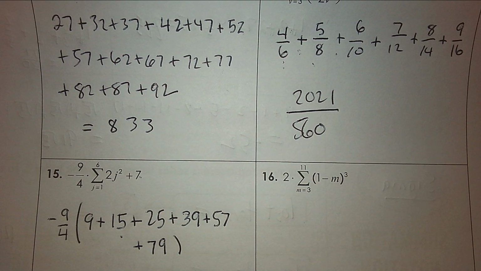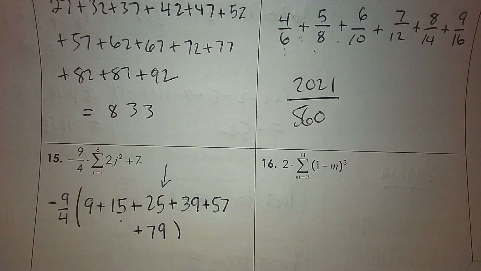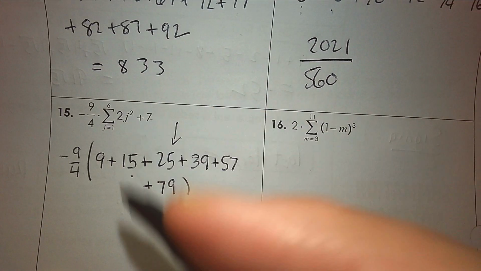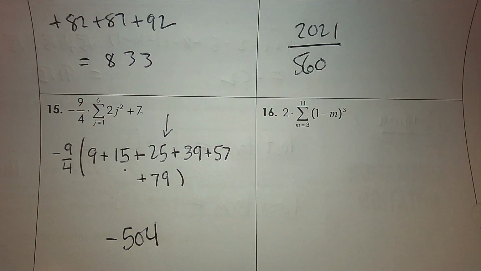Then you add this up. You have to add it up first. Or you can just type it in your calculator like this. It actually comes out to a non-fraction. It's negative 504.